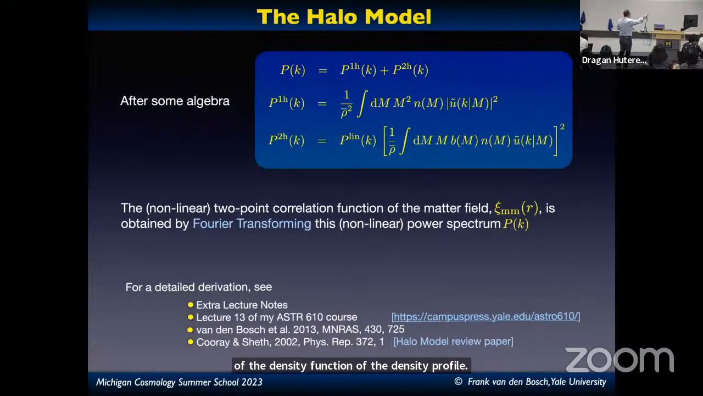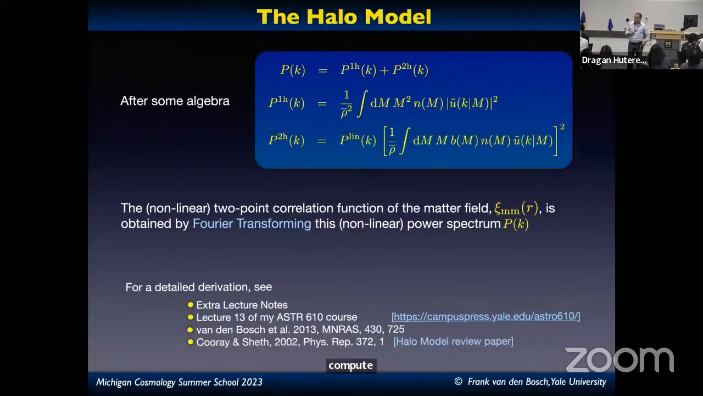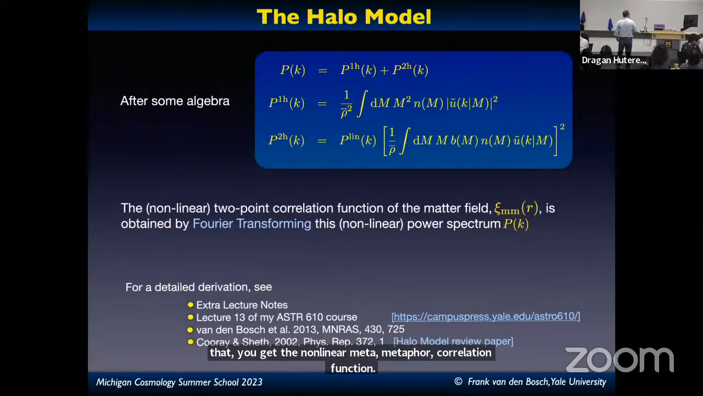So this is the 1 halo term, and the 2 halo term has the halo bias in it, how the halos are clustered with respect to each other, and the profile, the halo mass function, and the linear power spectrum. So with these 4 ingredients that we know how to compute analytically, we can now compute the nonlinear matter power spectrum. And if you do the Fourier transform of that, you get the nonlinear matter-matter correlation function. So even for this, no simulations seem to be needed.